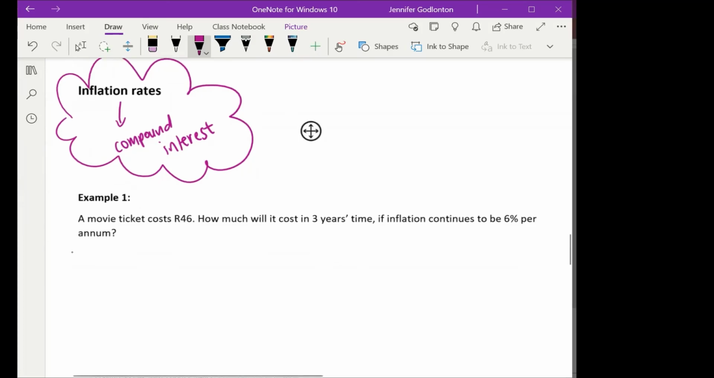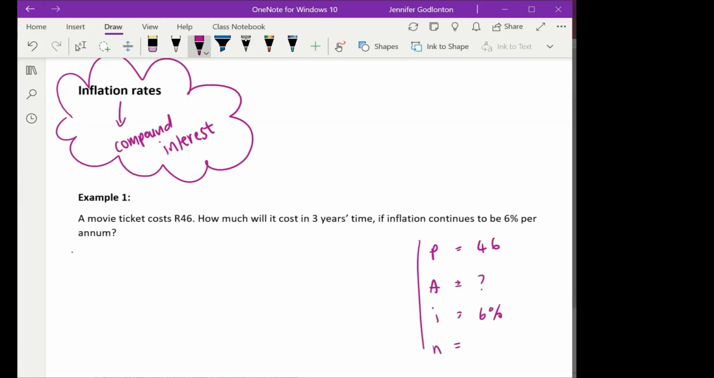So, okay, P, A, I, N. P is 46 Rand. A, we don't know. I is 6%, in 3 years' time. Chuck it into our formula. A is equal to 46 Rand times (1 plus 6%) to the power of 3. And that gives us a total of 54 Rand and 79 cents.